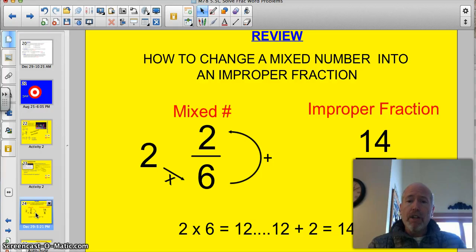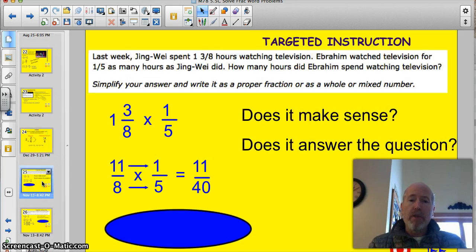Quick review, how to change a mixed number into an improper fraction. I did this last night. I want to do it again. Here we have 2 and 2/6 as a mixed number. 2 times 6 is 12, plus the 2 on top makes 14/6. 2 times 6 is 12. 12 plus 2, 14. I wrote down there as well. Okay? Let's roll and try a couple of problems here, then I'll have you try 2 on your own.